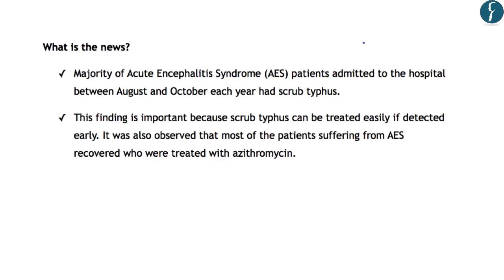Now let us understand why encephalitis is in news. The news article reads that the majority of acute encephalitis syndrome, or AES, patients admitted to hospitals between August and October each year had scrub typhus as the main type of encephalitis. Secondly, the finding by this report is important because scrub typhus can be treated easily if it is detected at an early stage. And it has also been observed that most of the patients suffering from AES recovered when they were treated with the azithromycin medicine.